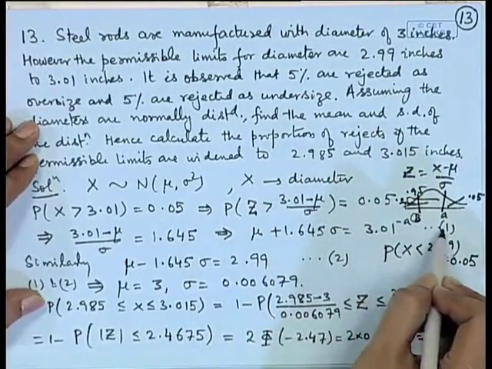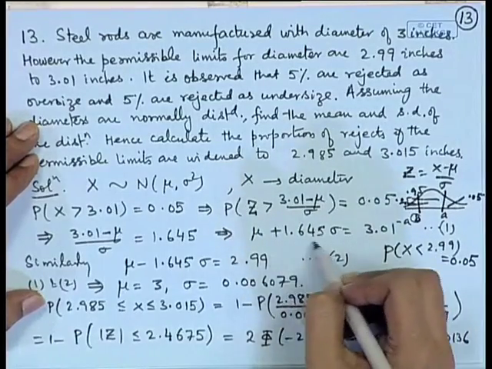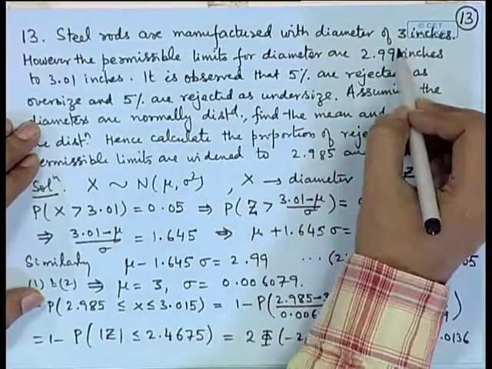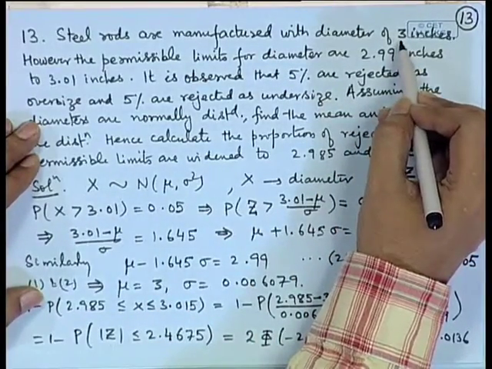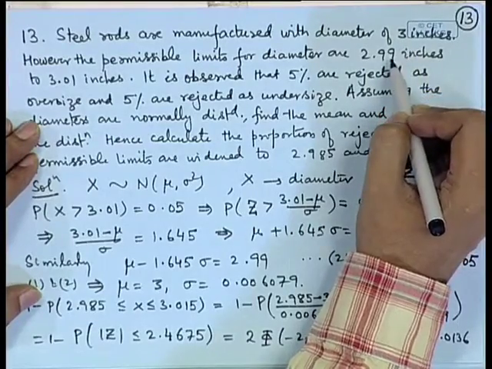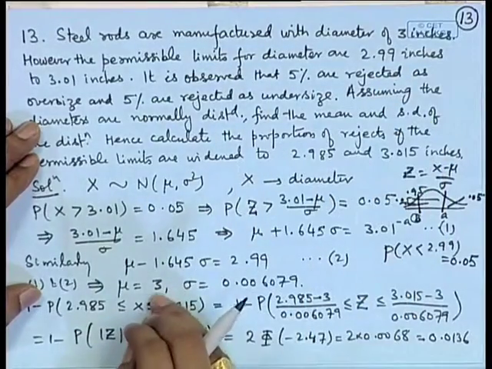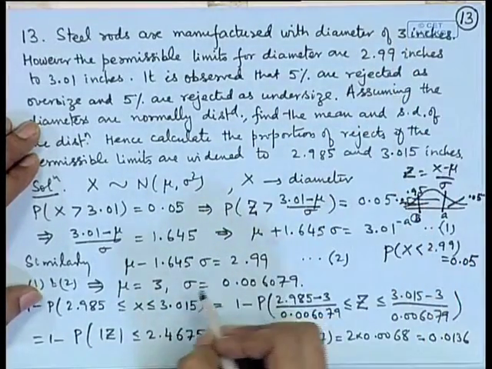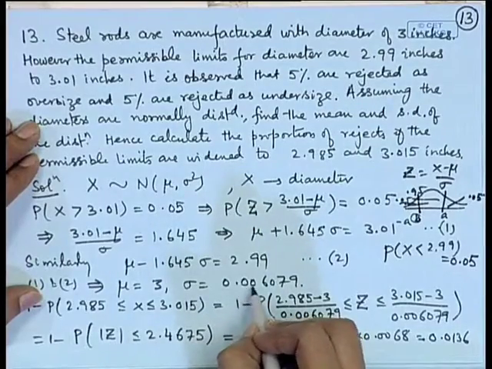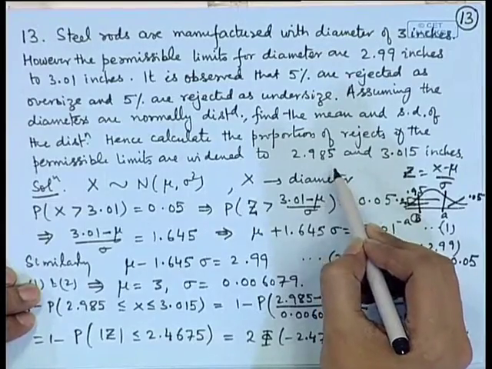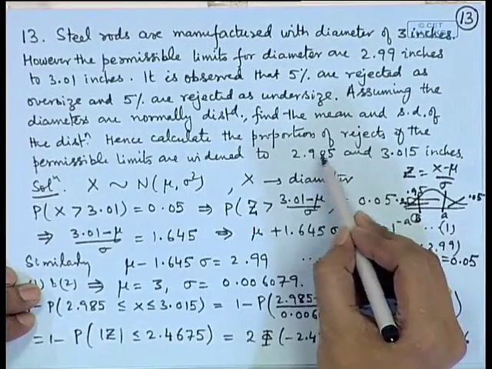So, if we solve these two linear equations in two unknowns mu and sigma, we get mu is equal to 3, which is okay, because the distribution is symmetric and here we are assuming that it is normally distributed. So, mu must be 3 because that is the target here, and sigma turns out to be a pretty small value, 0.006.